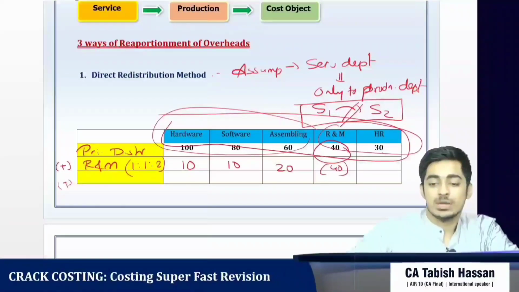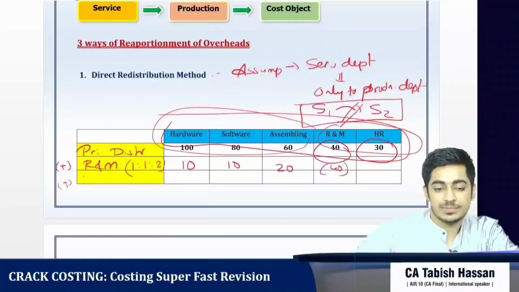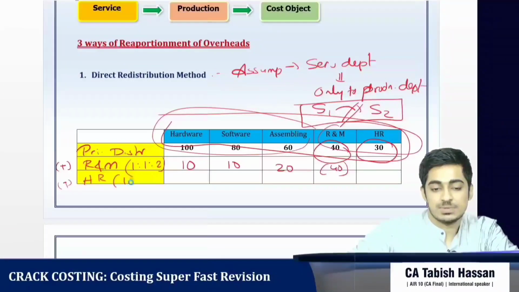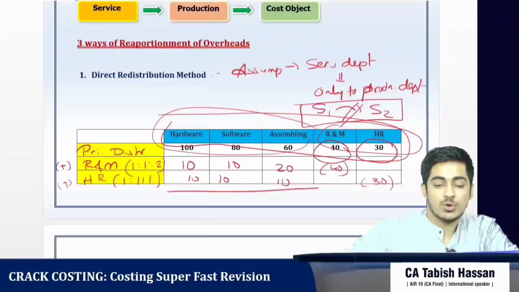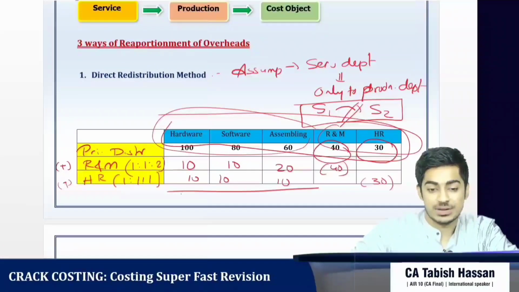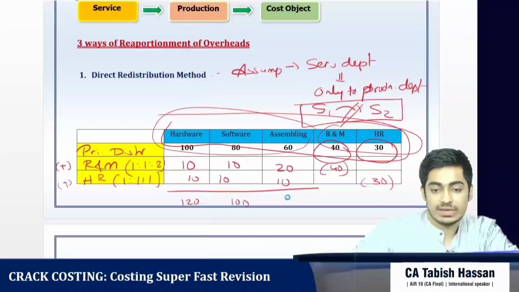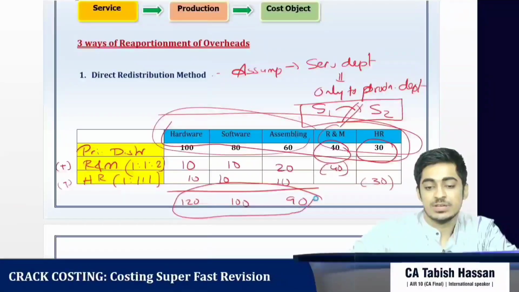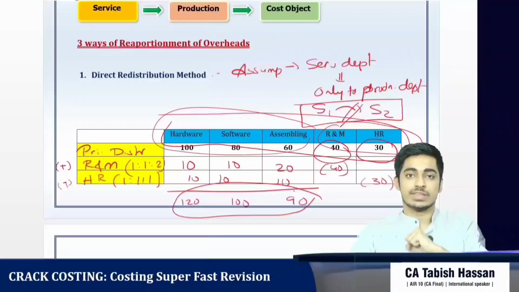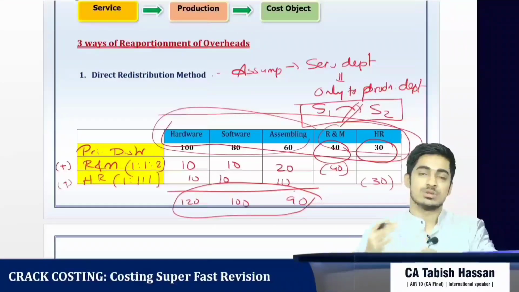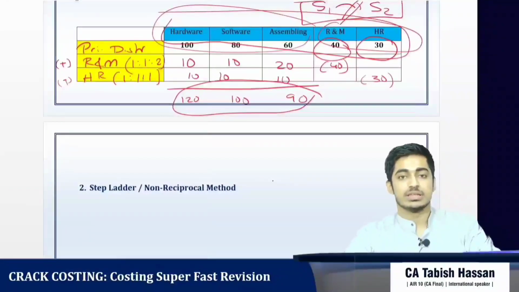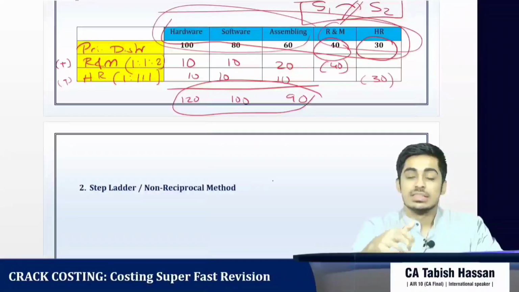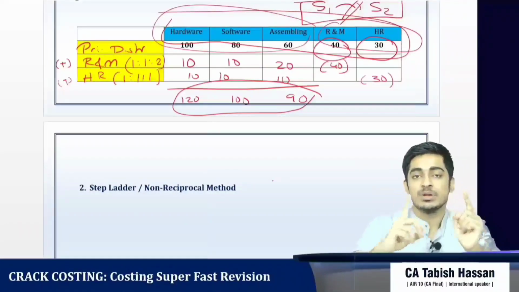Now we reapportion the cost of the human resource department. Say we do it on a 1:1:1 basis, so 10, 10, 10. Now we get the total overheads for the production departments: 120, 100 and 90. This we divide by a suitable basis to get the overhead recovery rate, which we charge to the cost object based on the actual basis. This is the direct redistribution method. The assumption it takes is that there is no service from one service department to another service department.